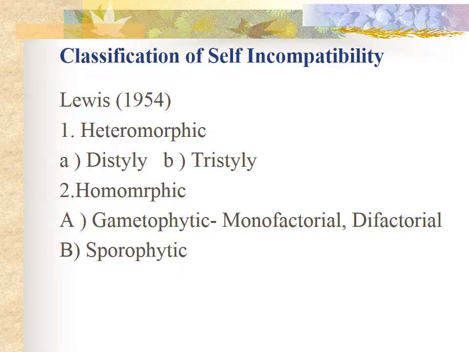The classification of self-incompatibility was given by Lewis in 1954. According to him, there are two types, heteromorphic and homomorphic. Heteromorphic are of two types, distyle and tristyle. Homomorphic means gametophytic self-incompatibility and sporophytic self-incompatibility. Gametophytic is again divided into monofactorial and difactorial self-incompatibility.